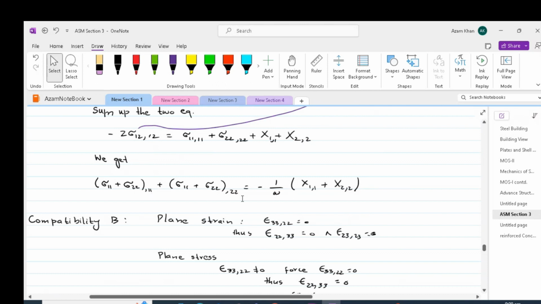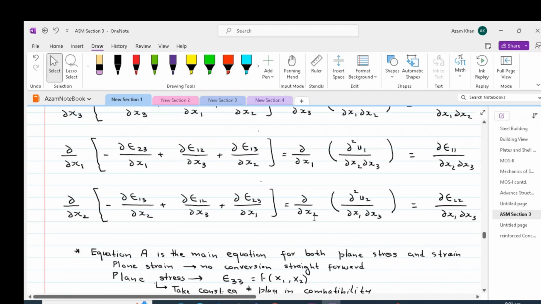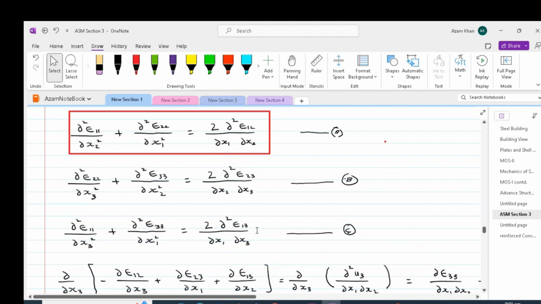So this is applicable for both plane stress and plane strain, provided we use appropriate omega. Now, let us have a brief discussion about the other remaining 5 compatibility equations. We can see that in the case of plane strain, they will automatically become zero, all of them. And let's see how that would be.